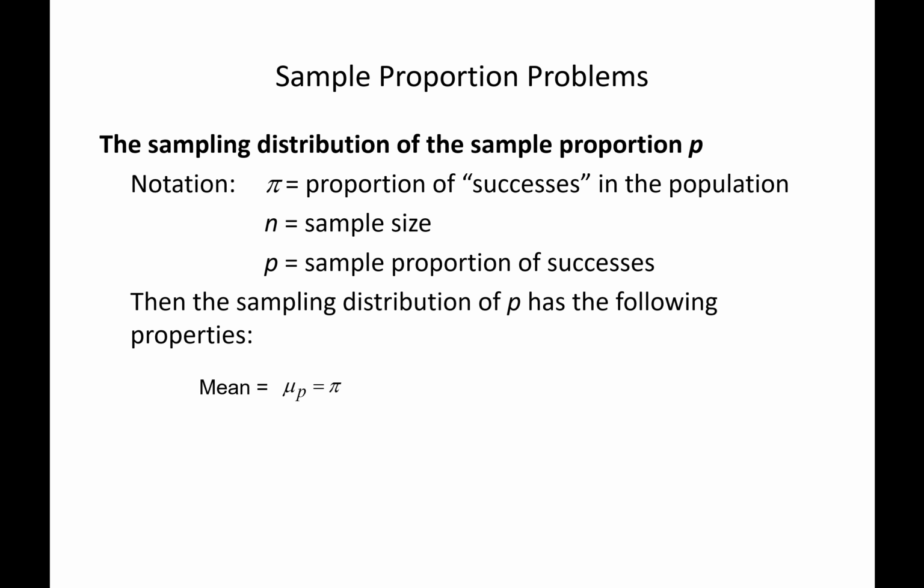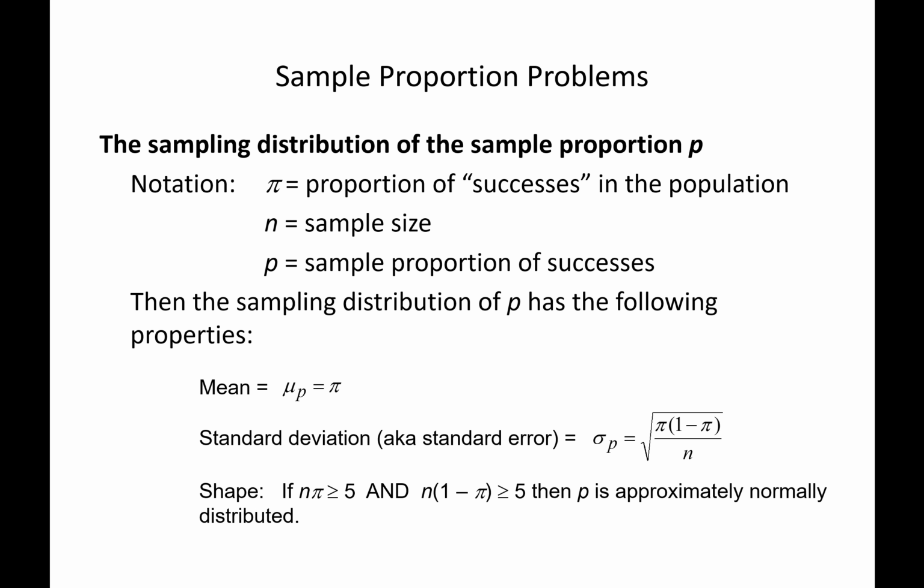We need to know what the distribution of P is, and it turns out that the mean of P, or mu sub P, is pi, the same as the population proportion. The standard deviation, also called the standard error of P, is simple to calculate. It's just the square root of pi times 1 minus pi divided by the sample size. What about the shape of the distribution?